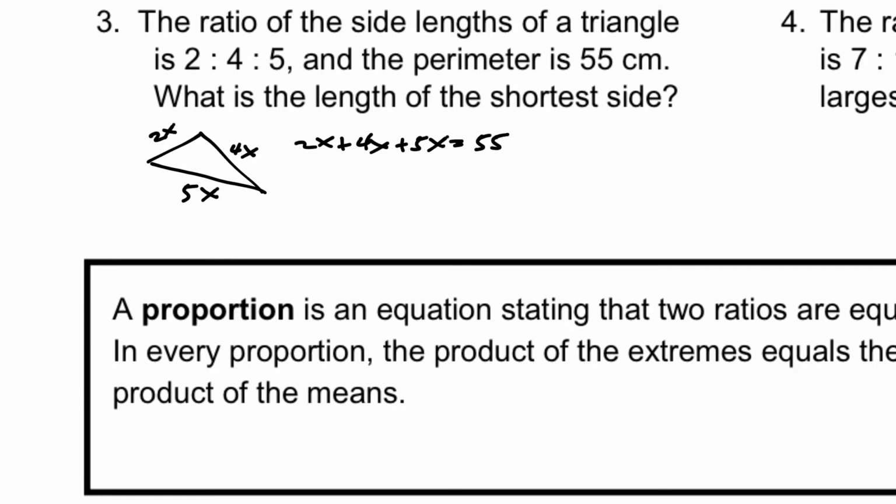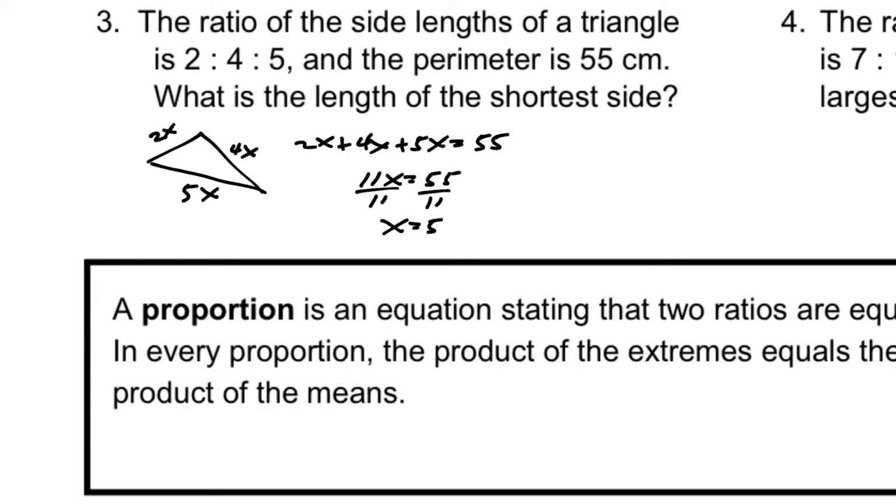And then we'll simplify that. Well, we've got 2x's plus 4x's plus 5x's, so that gives us 11x's equal 55. And then we'll divide both sides by the number out in front of the variable, and we'll get x equals 5. All right, now we're not done. We've got x equals 5.